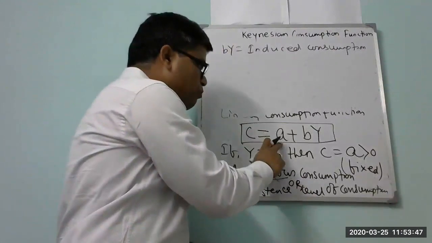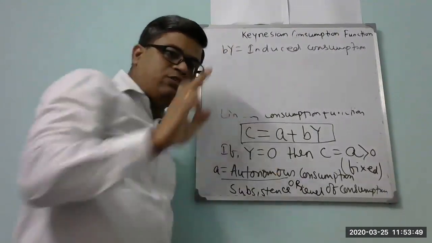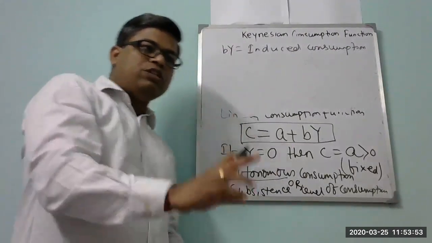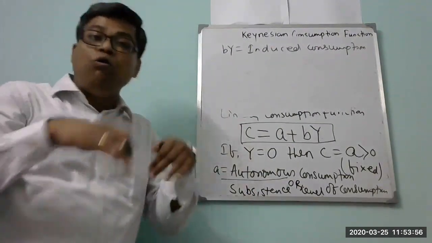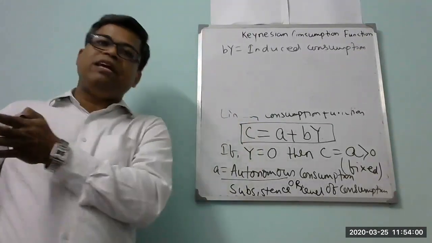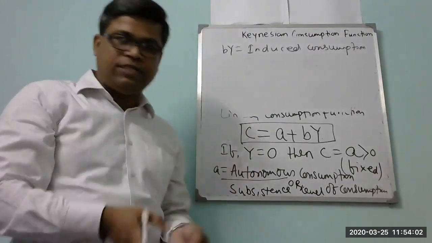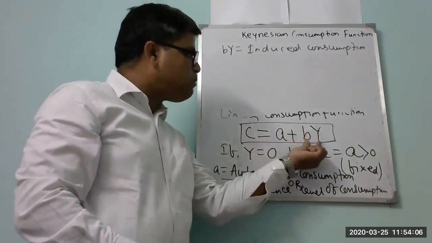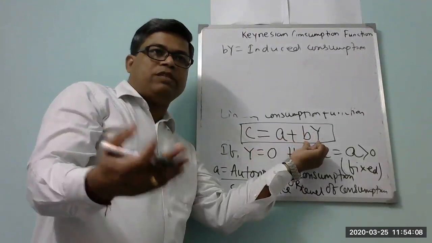So what I see that one part of consumption that does not depend on the level of income, even if the income is zero, a person has to consume for his or her survival. And how he or she will consume, that is a different question. Maybe he or she is using his past savings. So this is autonomous consumption.